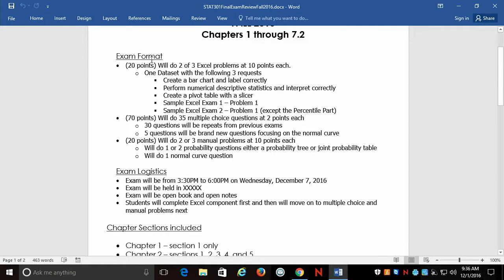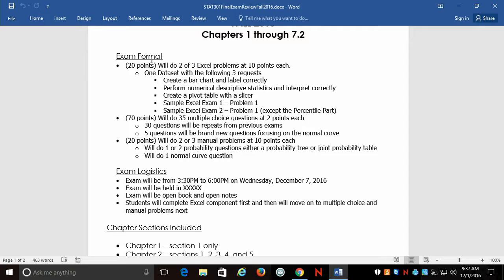As far as the exam format, it is 2 of 3 Excel problems at 10 points each. You're going to do those first, so you'll come in and I'll make it available on Excel. It'll really just be one data set with 3 parts, like A, B, C, and I'll ask you to do 2 of the 3, like A and C, or B and A, whatever the combination. So you're choosing, not us. You'll have A, B, and C, and you choose 2 of the 3, right?